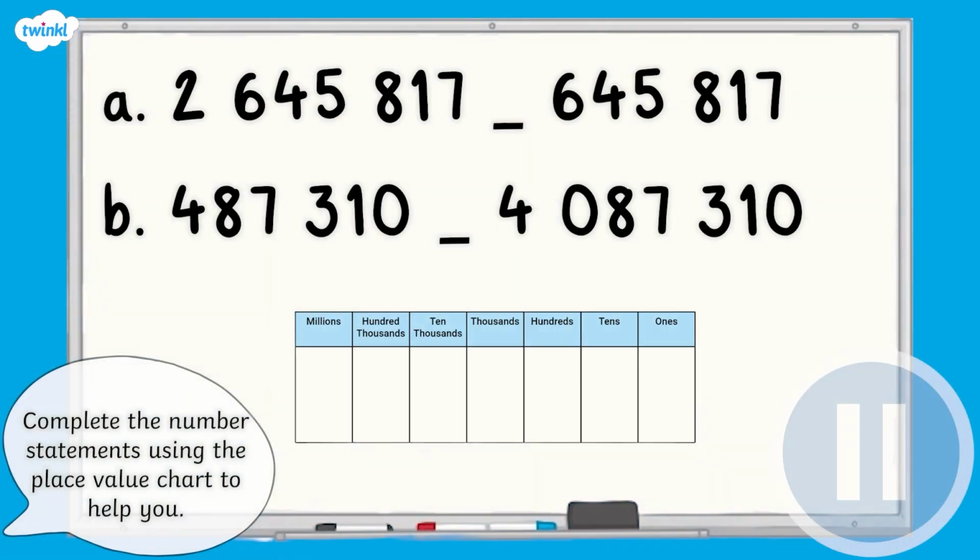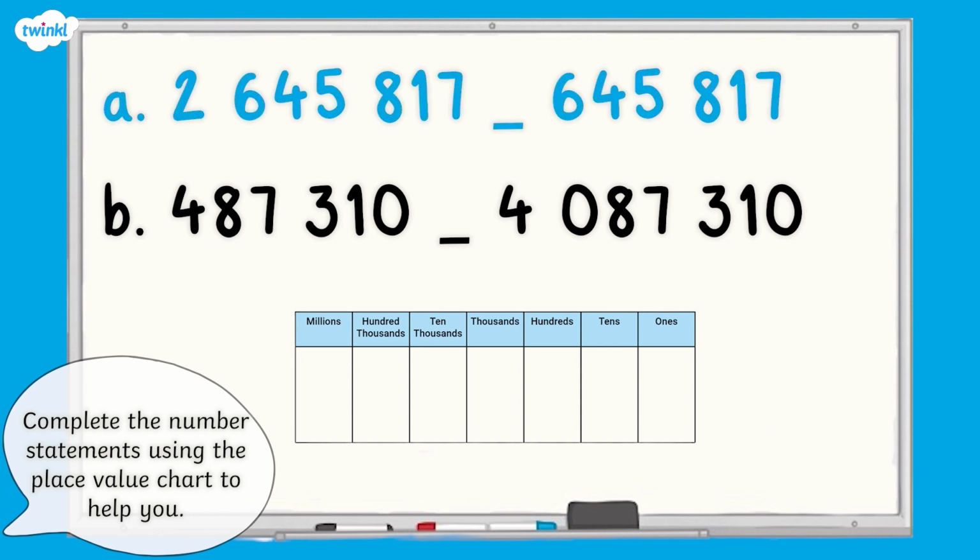Now you're going to use what you've learned to solve these challenge questions by choosing the correct symbol to complete the number statement. How did you get on? Did you remember to line up the different place value columns even though the numbers had a different number of digits? 2,645,817 is greater than 645,817. 487,310 is less than 4,087,310.